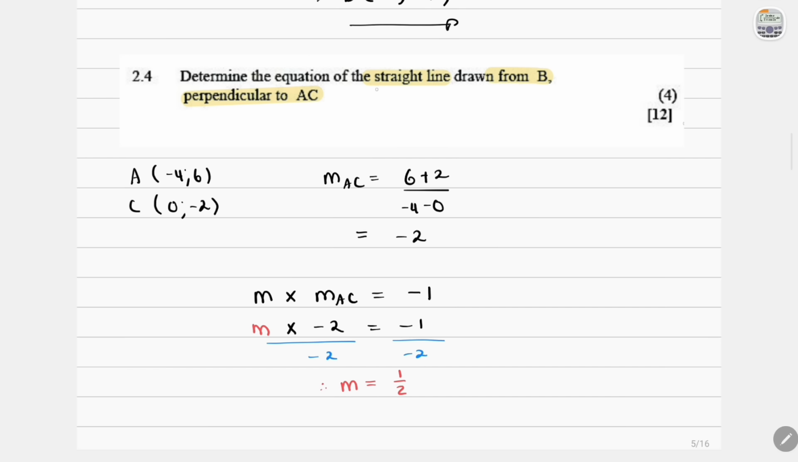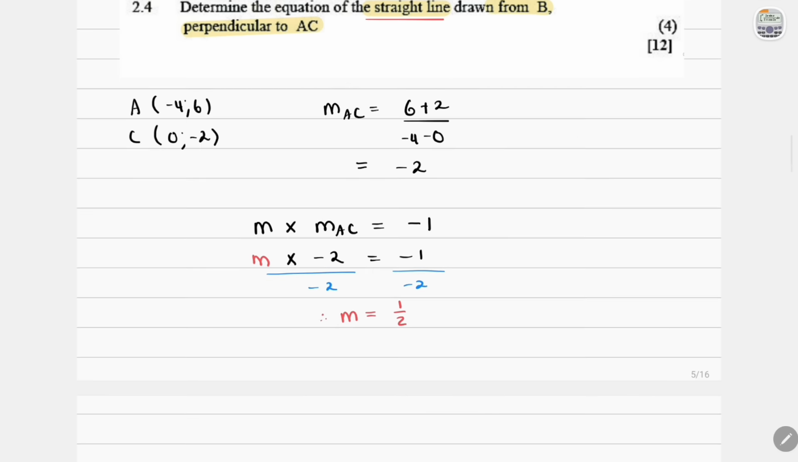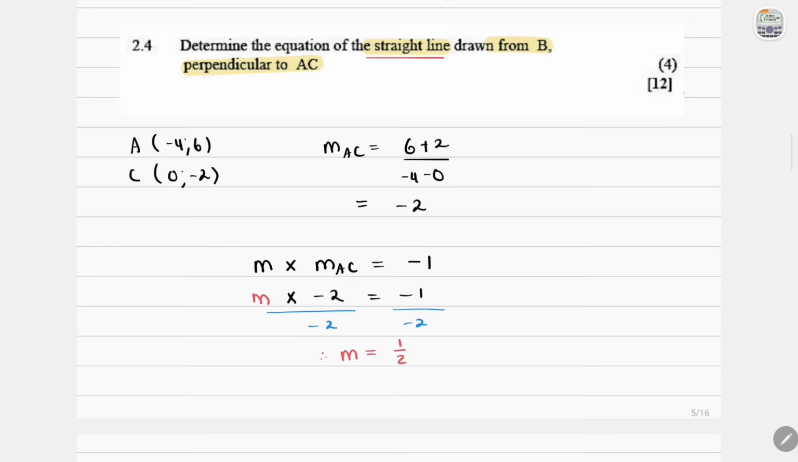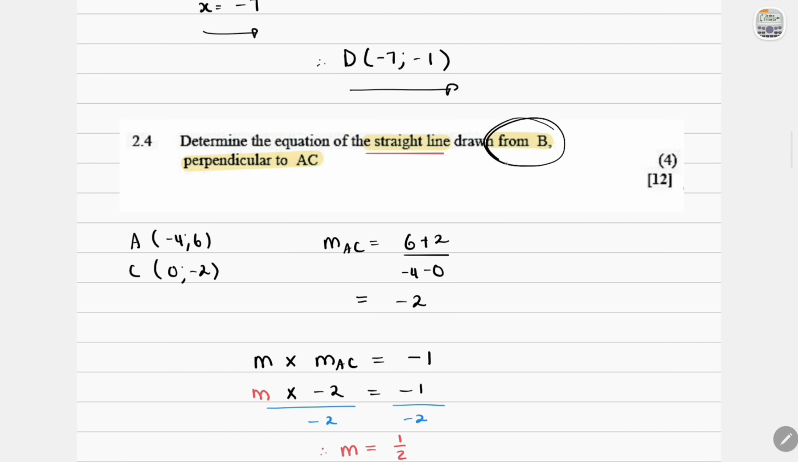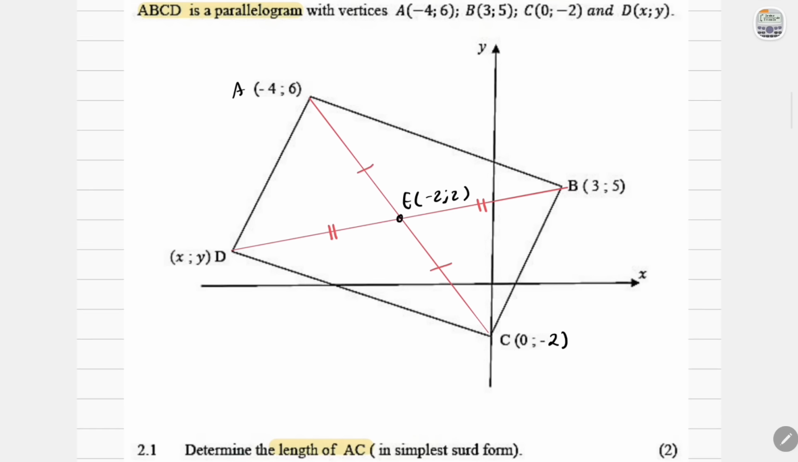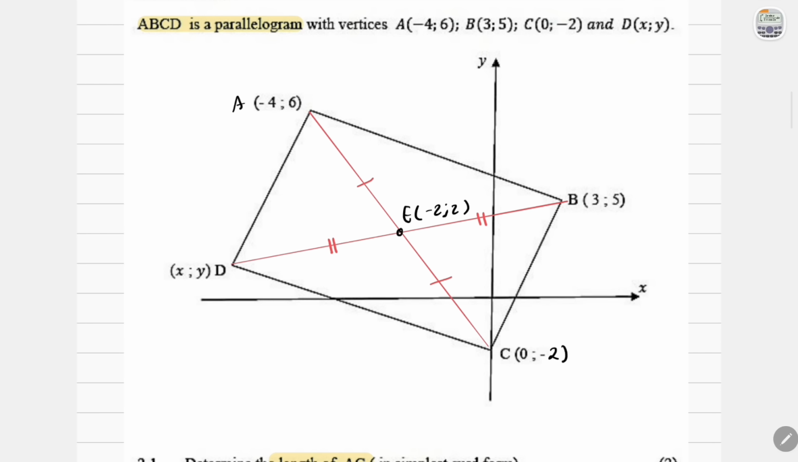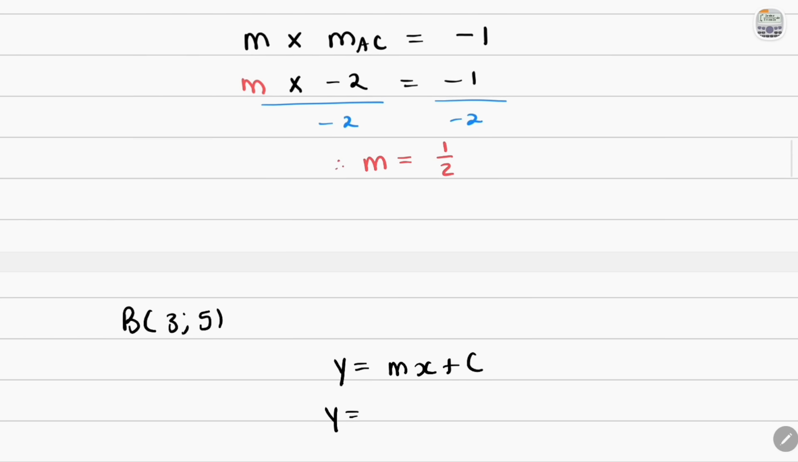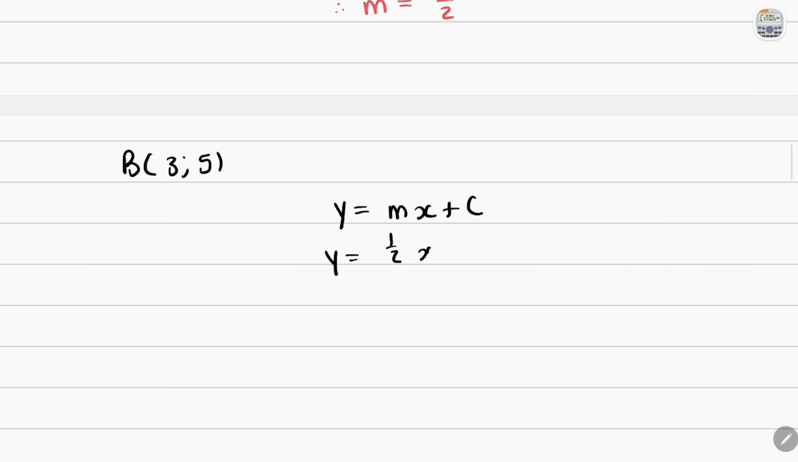To find the full equation of the straight line, we need the gradient and that value of c. We know that this line is drawn from B, so it passes B. So one of the points on that line is 3 and 5. So let's go ahead and find that. We know B is 3 and 5. I'll just go ahead and use y equals mx plus c here. So the equation of a straight line is y is equal to mx plus c. We know the gradient, so y is equal to, that is a half, x plus c.